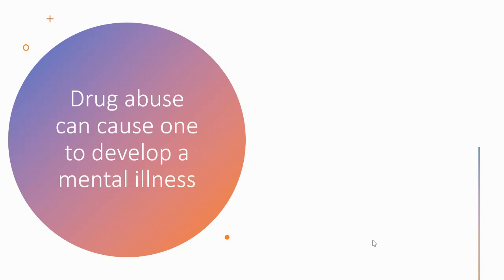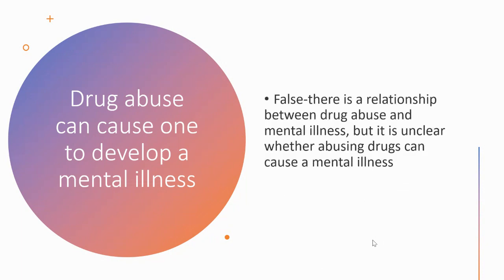Drug abuse can cause one to develop a mental illness. True or false? It is false. While there is a relationship between drug abuse and mental illness, it is not clear whether a person was mentally ill, or people who are mentally ill turn to drugs to self-medicate, or abusing drugs can cause a mental illness. So you can't find causation there. There's just a relationship between the two.